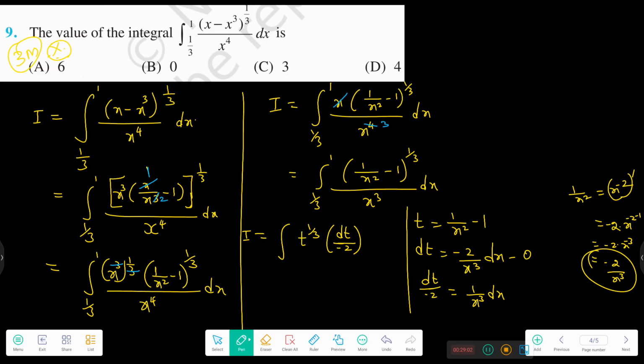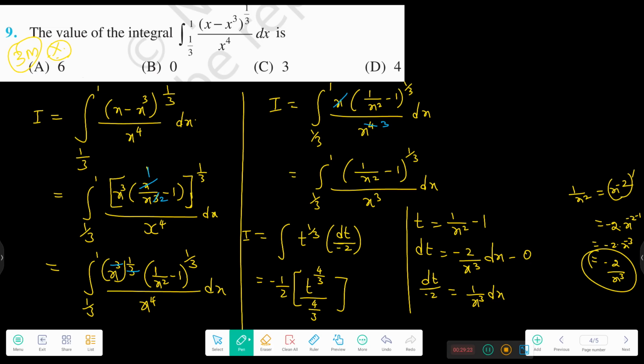Minus 1 by 2 you take outside. What is the integral of t power 1 by 3? It is t power (1 by 3 plus 1) divided by (1 by 3 plus 1). When you add, what will you get? 1 by 3 plus 1 is 4 by 3. So divided by 4 divided by 3, and the limit we have to apply.